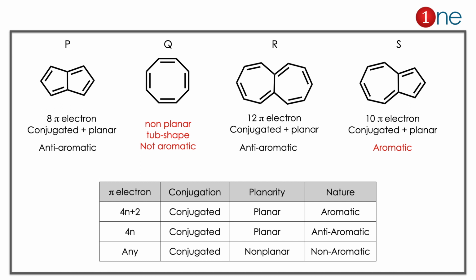S is actually aromatic. Here the concept you have to learn is cyclooctatetraene. It is always a non-planar molecule. It is not aromatic. Then you have to memorize the table of 4n and 4n plus 2 pi electrons. So you have to guess aromaticity, anti-aromaticity and the non-aromatic molecule from there.